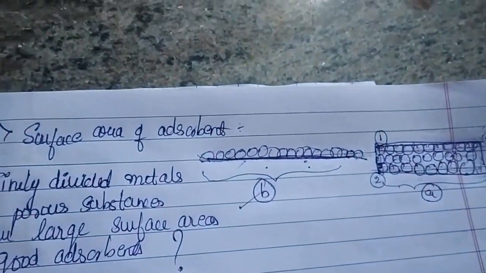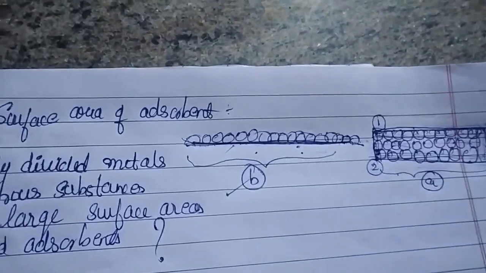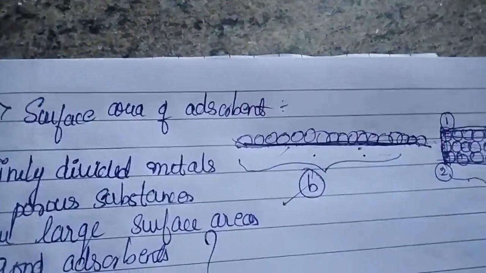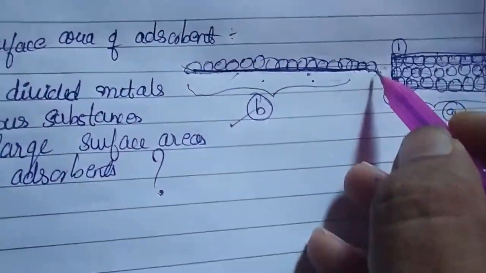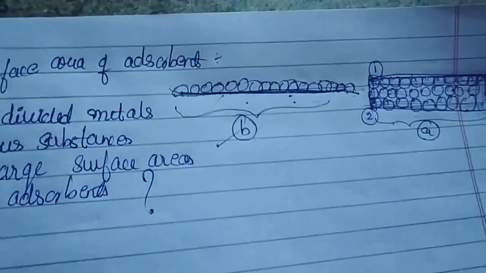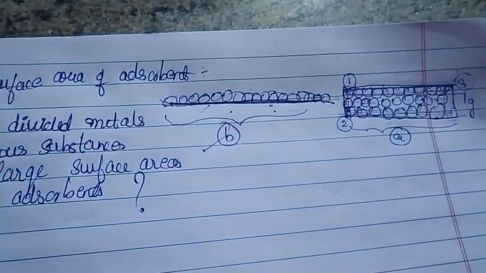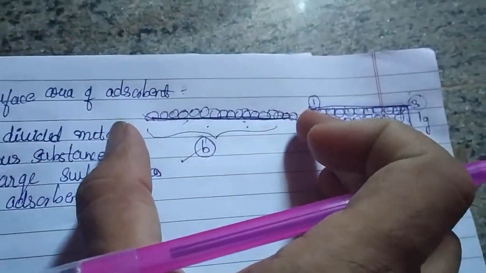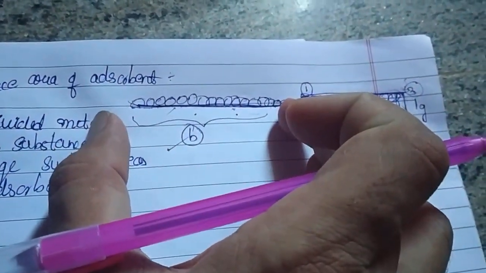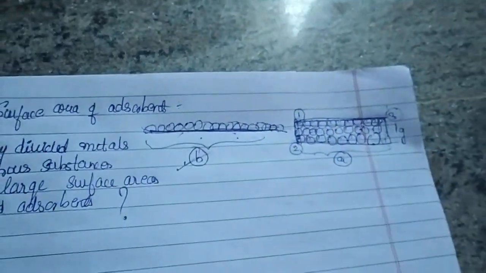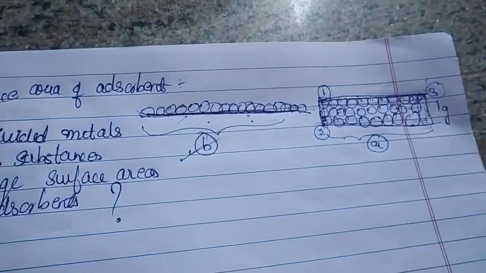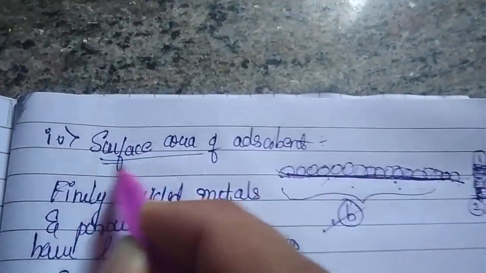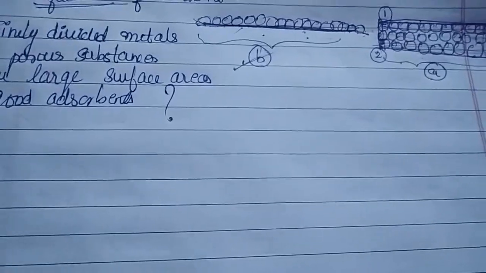Once the molecule gets exposed to the surface, it will have a higher residual force. In order to balance that higher residual force, the rate of adsorption will be higher. That is the reason that, compared with the bulk material, a finely divided or powdered material will have a higher rate of adsorption, and the main reason is the increase in the surface area of the adsorbent.